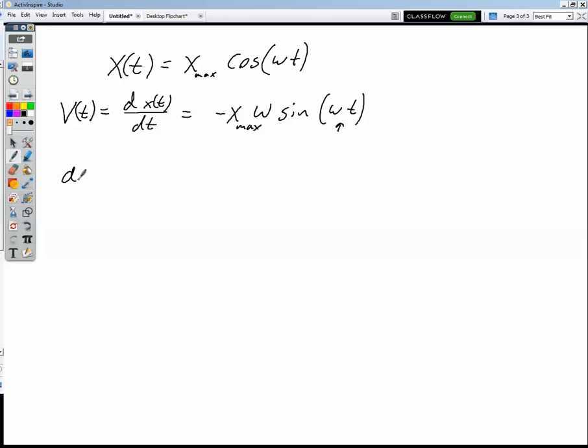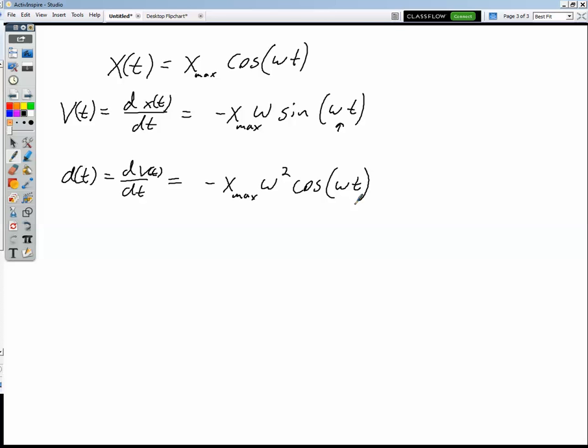Doing it again, the acceleration is the derivative of the velocity, so dv dt. And we take the derivative of that. Derivative of sine is cosine. And again, we're going to have to use the chain rule. So we end up with negative x max omega squared times cosine of omega t. And those right there are our 3 equations of motion for this oscillator.